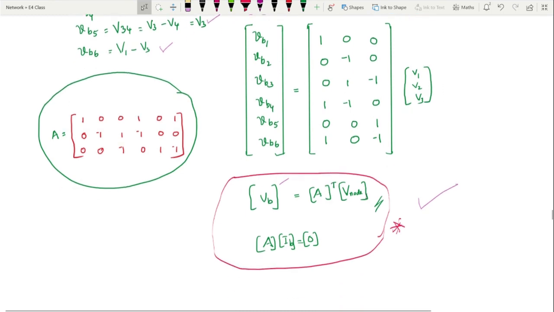So by KCL we have two matrix relations. The branch voltage is equal to the reduced incident matrix transpose into the node voltage, and the KCL equation is A into IB is equal to the null matrix, that is, the reduced incident matrix into the branch current matrix gives the null matrix. This is the KCL equation, and the other equation represents the relationship between branch voltage and node voltage in terms of the reduced incident matrix.